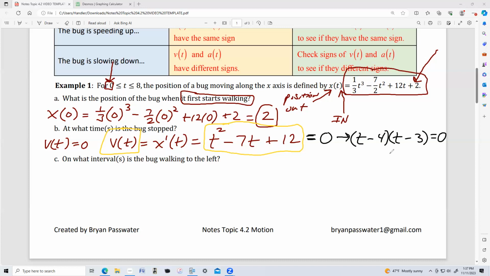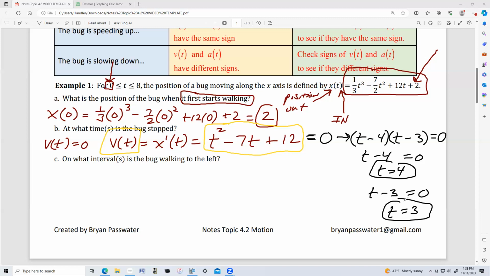All right. So now using the zero product property, you set each parenthesis equal to 0. So you have t minus 4 equals 0, and you have t minus 3 equals 0. And when you get t by itself, you get t equals 4 and t equals 3. So those are the 2 times when the bug is stopped. The bug is stopped after 3, maybe 3 minutes, and it stopped after 4, maybe 4 minutes.